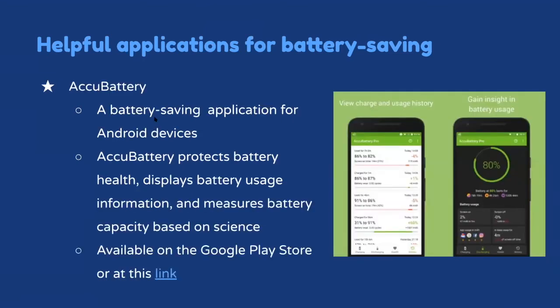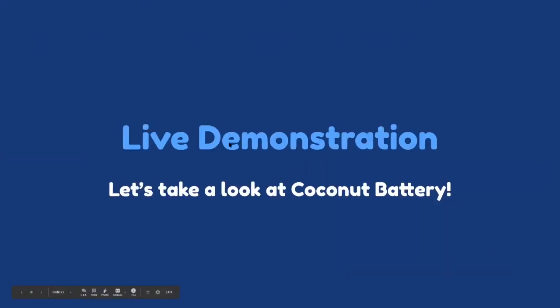Another helpful application is AccuBattery. This is a battery-saving application for Android devices. AccuBattery protects battery health, displays battery usage information, and even measures battery capacity based on science. This is available on the Google Play Store, or again at this link, which you can access from the presentation when you're sent it. This screenshot gives a little bit of an introduction to what it looks like when you're actually using this app. Now Malini will be giving a live demonstration on Coconut Battery or another application.